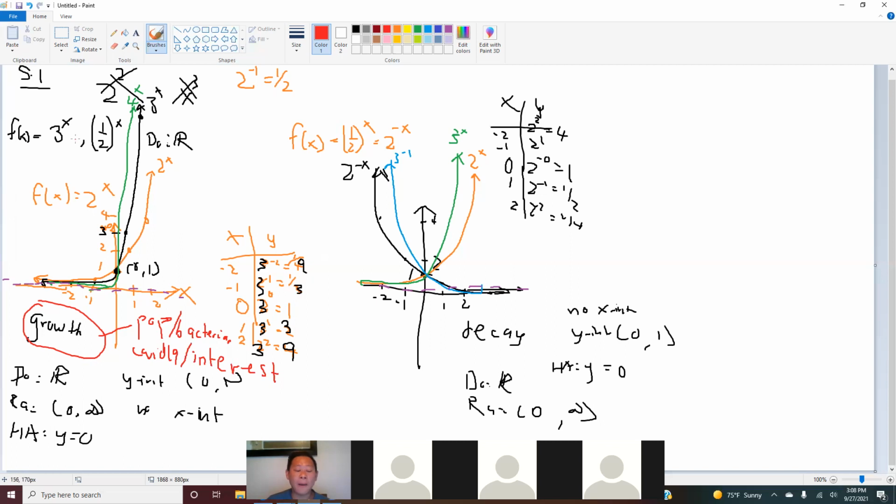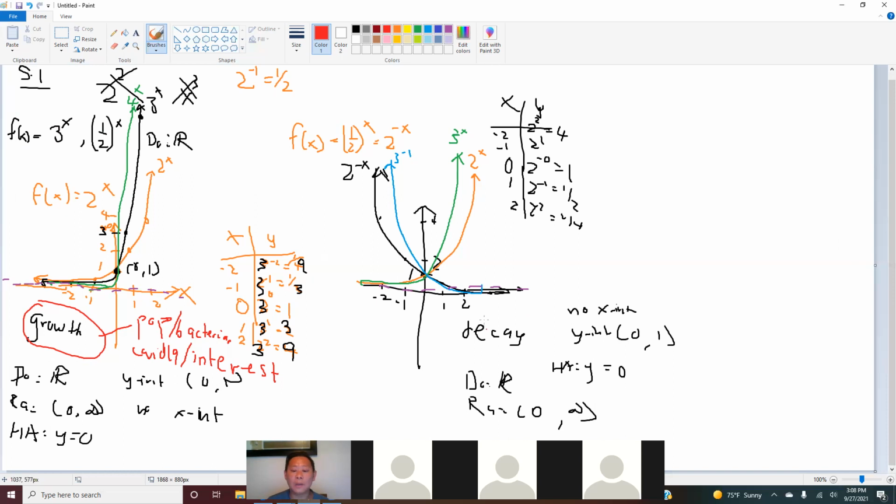The reason I'm pointing this out is because when you guys do word problems, you need to know whether this is a growth or this is a decay, because your formula is a little bit different. One is a positive x, one is a negative x. Okay. The next one is the decay.